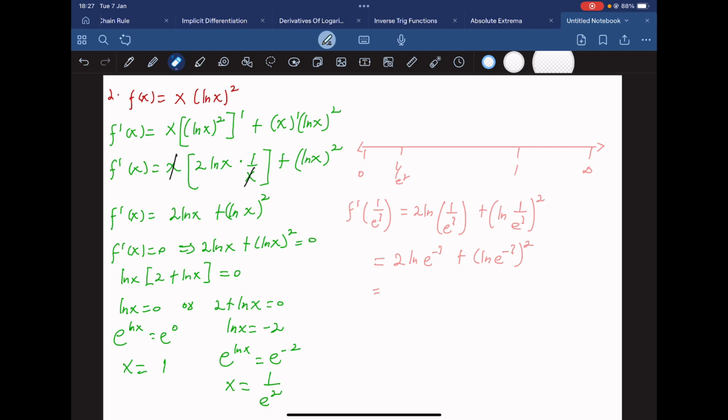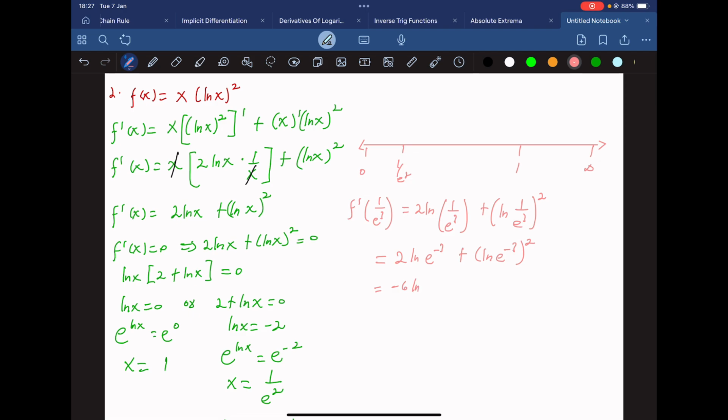Using the properties of logarithm, -3 will multiply 2, so we have -6 ln of e. Then we do the same thing over here. We have -3 ln of e all squared. And remember, ln of e is just 1. So in that case, we have -6 here plus. Now ln of e is also 1, so we just have (-3) squared, which is +9. So we can see that this simplifies to +3. So it means that this is going upwards.